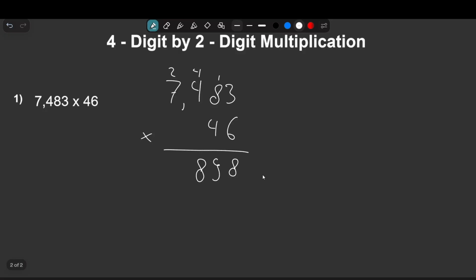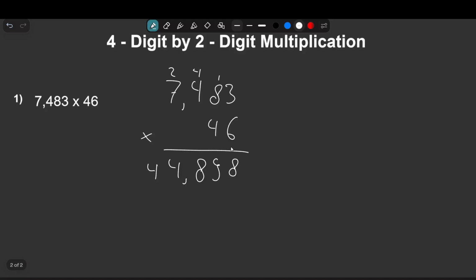Now we're going to do 6 times 7. 6 times 7 equals 42. 42 plus 2 equals 44. So we're going to write down the 4. Don't forget to write the comma. And as you can see, we don't have any numbers where we can carry the 4. So we're just going to write 44 down here.